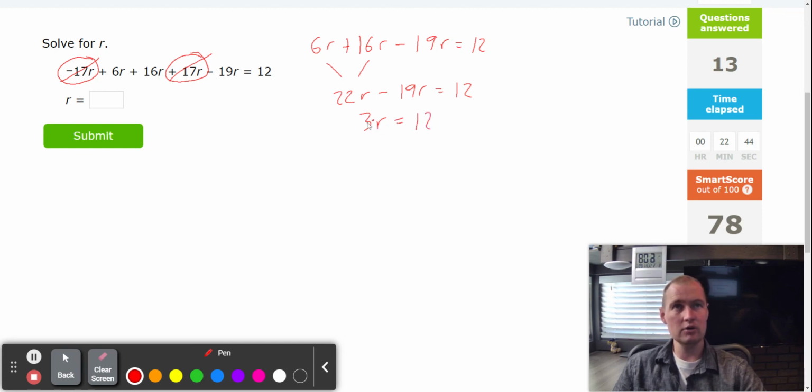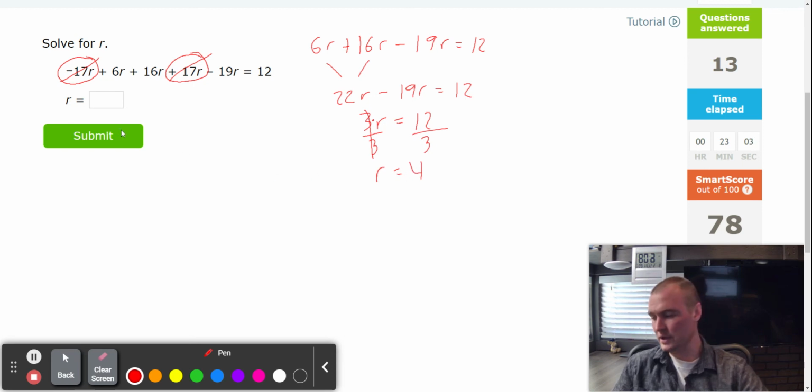And now we've got to ask ourselves, well, 3 times what gives you 12? Oh, that works out nice. Well, 3 times 4 will give you 12. And how do I know? Because when I divide both sides by 3, the 3's eliminate, and R equals 12 divided by 3 is 4.